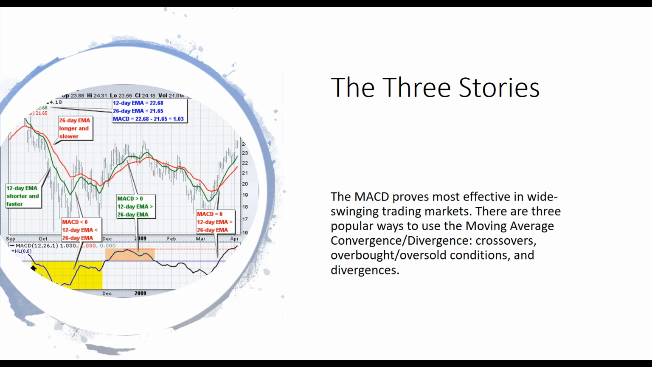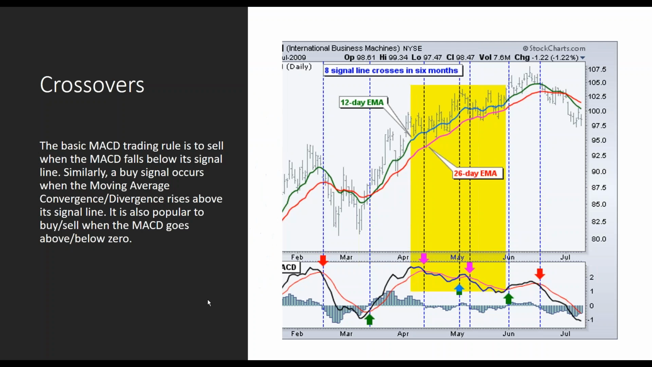So the MACD proves most effective in wide swinging trading markets. There are three popular ways to use the moving average convergence divergence: crossovers, overbought oversold conditions, and divergences. Okay. The basic MACD trading rule is to sell when the MACD falls below its signal line. Similarly, a buy signal occurs when the MACD line rises above its signal line.